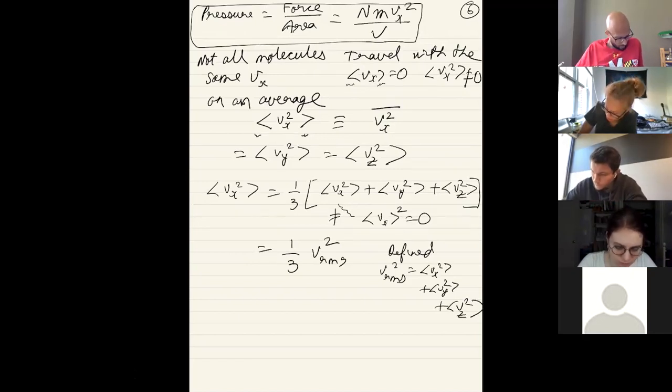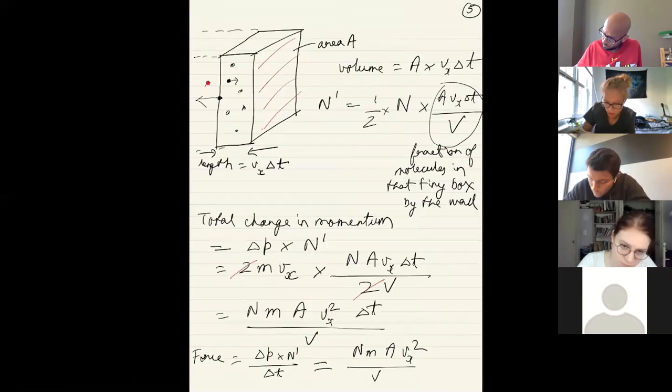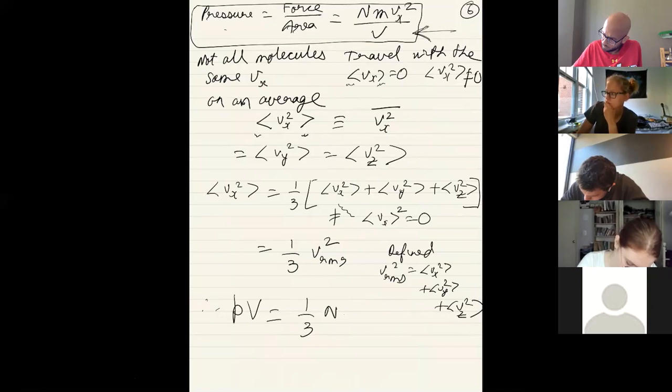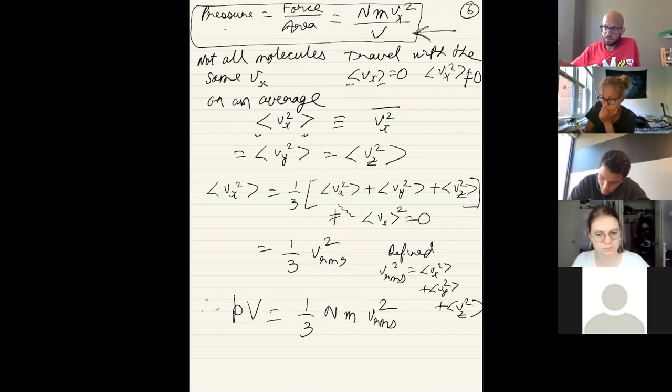Therefore, what do we get? PV is equal to 1/3. So what are we doing over here now? We are going to use that pressure is equal to N m Vx squared divided by volume, right? We are going to use this equation that I marked with the arrow. So if I bring volume to the left side, we get pressure times volume is equal to N m multiplied by Vx squared, which we just showed is 1/3 V_RMS squared. This is a form of ideal gas law that you have probably not seen before, right? It's a bit different.